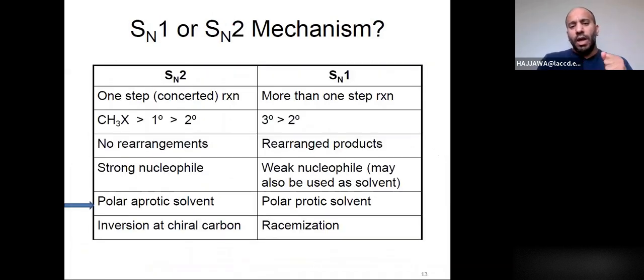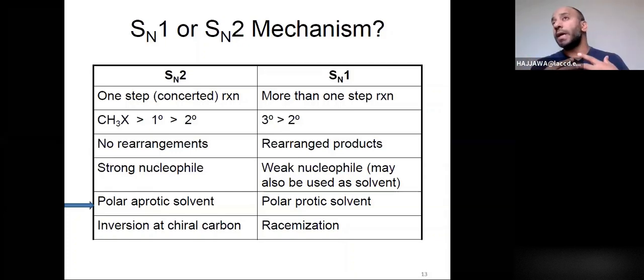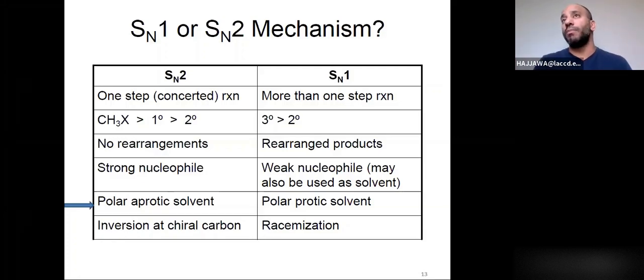And that's the third factor that becomes important when I have the scenario of a secondary alkyl halide and a moderate nucleophile. If I have a secondary alkyl halide and a moderate nucleophile, the reaction can undergo SN1 or SN2. That's why the solvent becomes important as a factor. Only then. What is that supposed to mean?